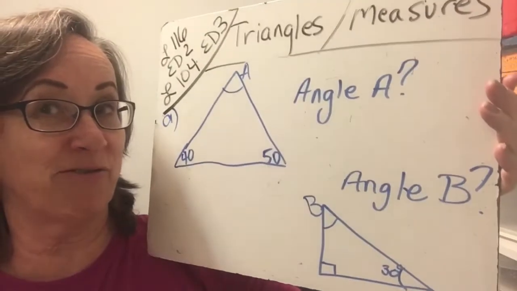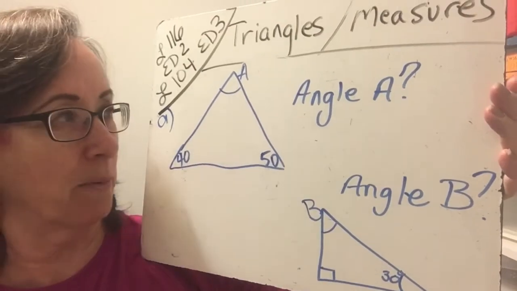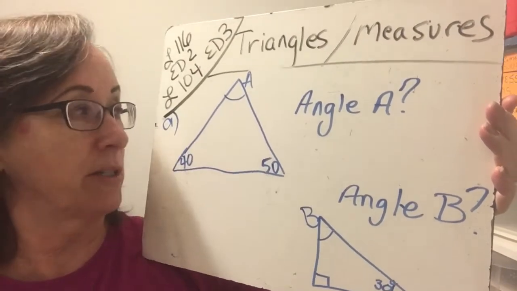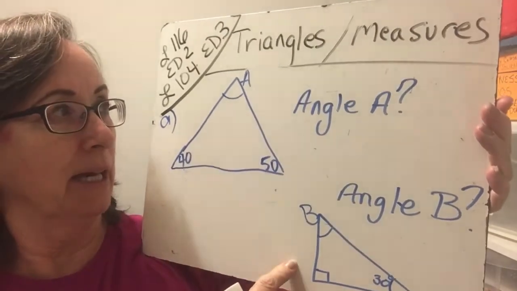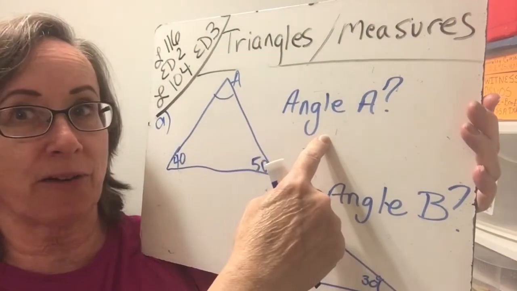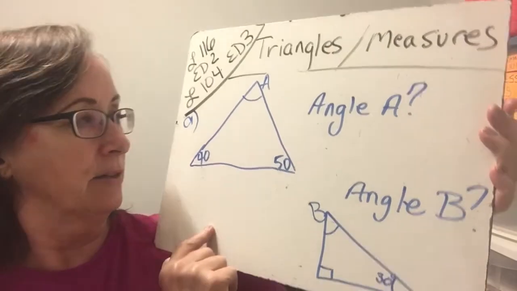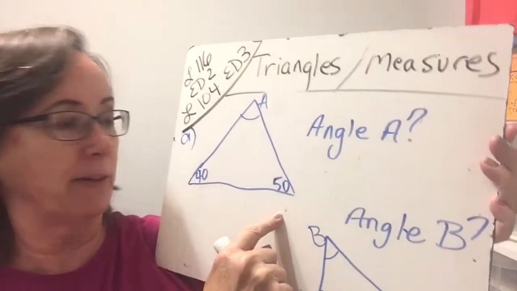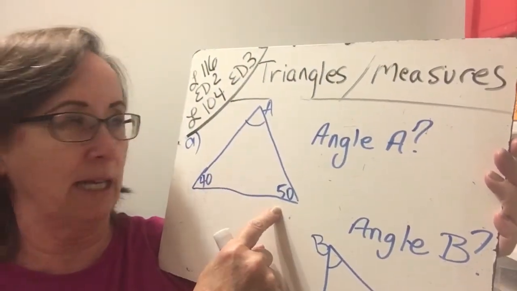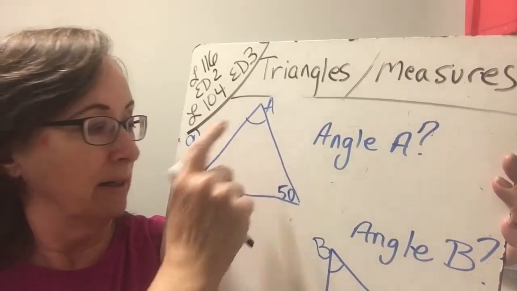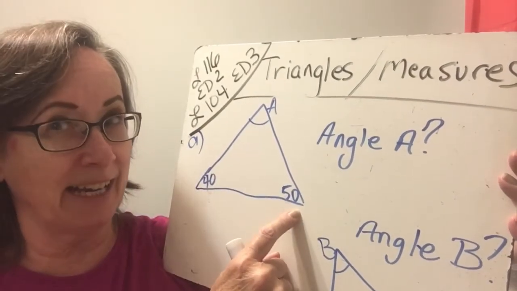Okay, we have 4 quick practice problems. So these are your first two, A and B. So here in A, we're supposed to find angle A, and in B, we're supposed to find angle B. So what information do we have here? We have a 40 and a 50 and a something. So 40 plus 50 is 90.